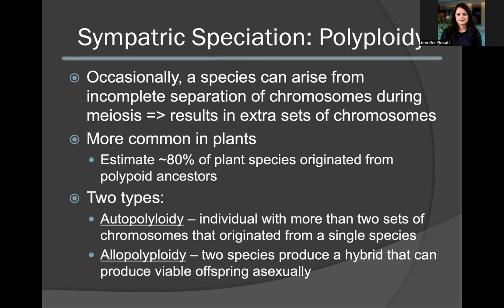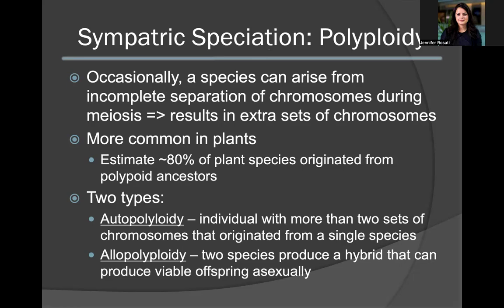Sometimes a new species can arise due to the incomplete separation of chromosomes during meiosis and the formation of gametes. This can result in an extra set of chromosomes. This is common in plants. In fact, over 80% of plant species have originated from polyploidy.